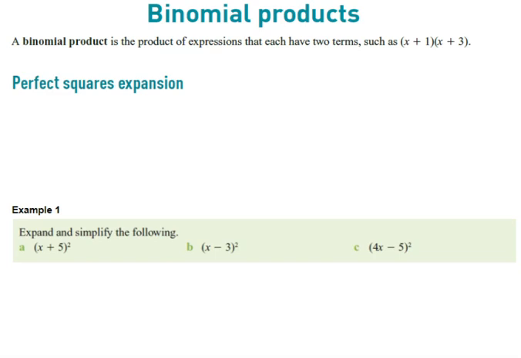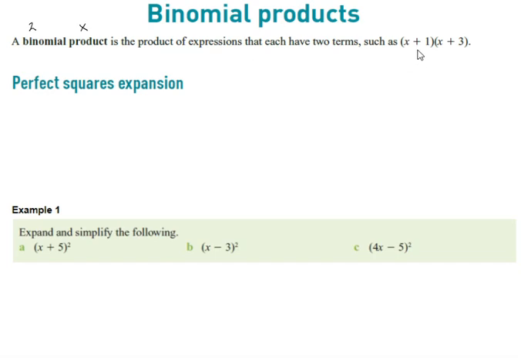This is lesson 5 in our further algebra topic, and it's called binomial products. So what is a binomial product? Well, binomial means two. Product means times. So essentially we're timesing expressions that have two terms in them.